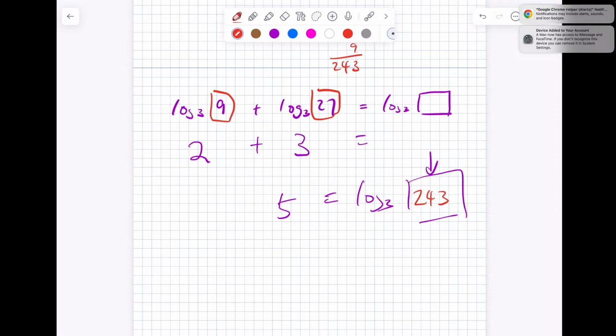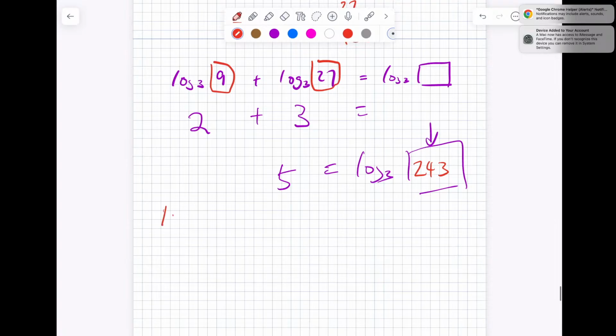This new property basically says that if I have the log of some base of a number m plus the log of the same base of n, it is equal to log base of what? mn. Good. That's m times n. It could be base 2, as long as they have the same base, then it's fine.